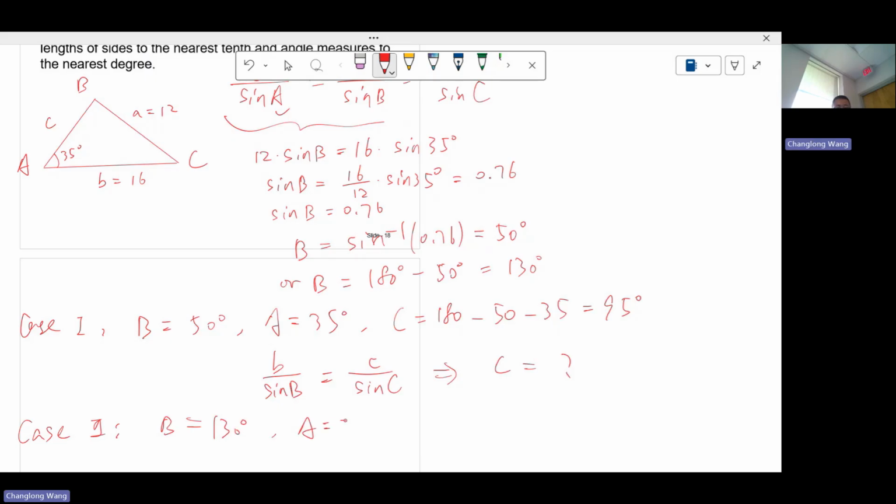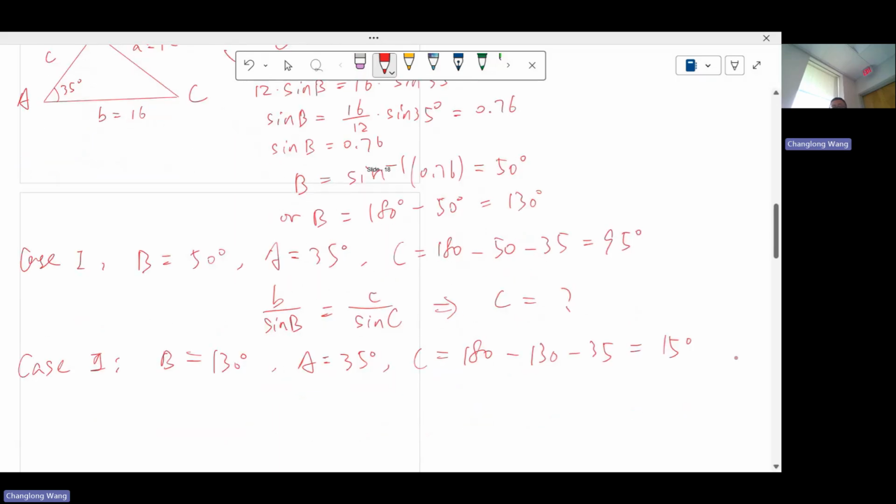Now the second case is, hey, what if B is 130? A is still 35. So now you're looking at the angle C, which is still coming from 180, subtracting now 130 and 35. So you're left with 15 degree. Am I right? Again, ask yourself, it's okay to have 15 degree for angle C? Of course, nothing wrong with it. You do the same thing to get that little c.